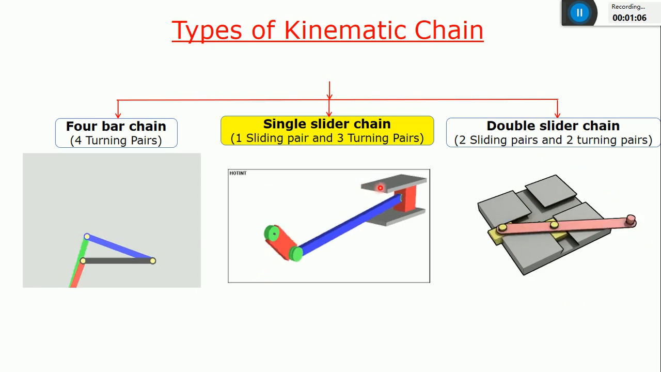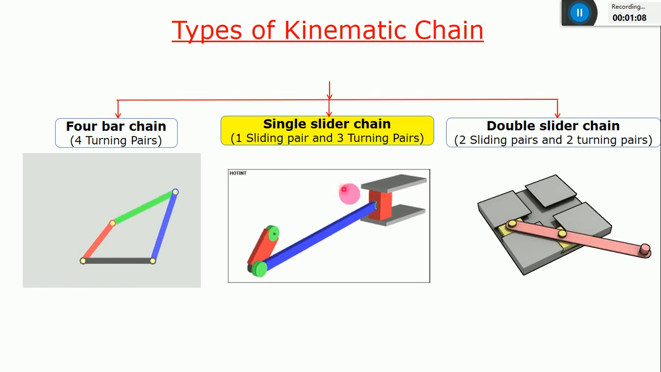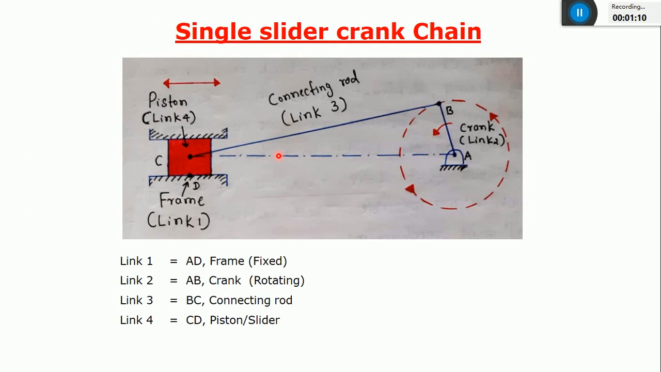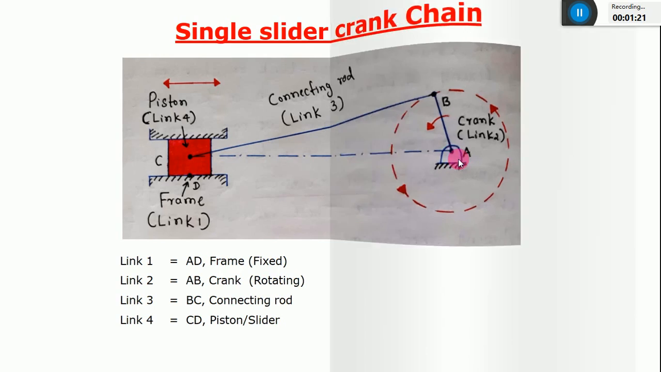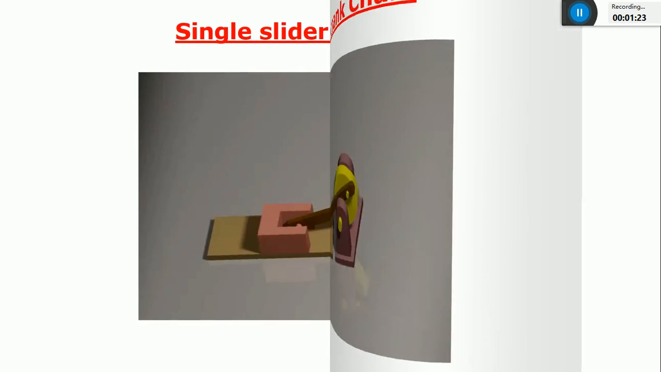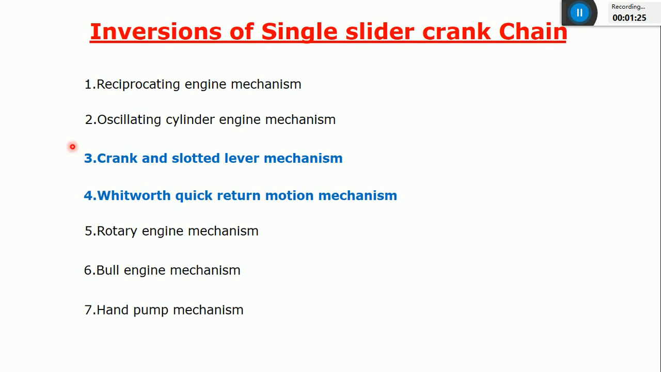And after that, in the single slider only, we discussed the different types of links, starting from link 1, 2, 3, 4, which is similar to the IC engine. Correct? So this was discussed in the previous class. After that, we have listed 7 inversions, 7 modifications of this single slider crank chain.